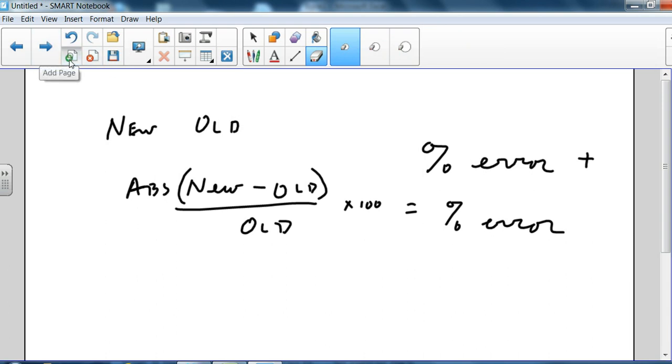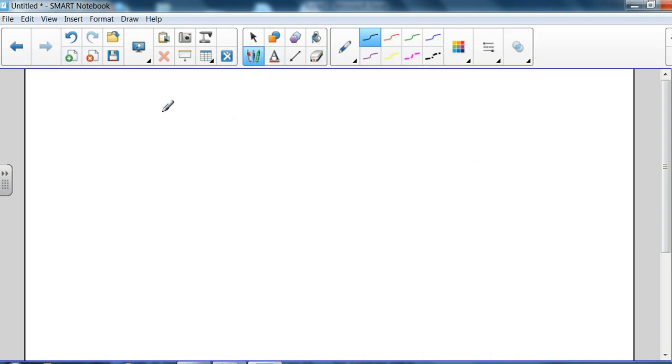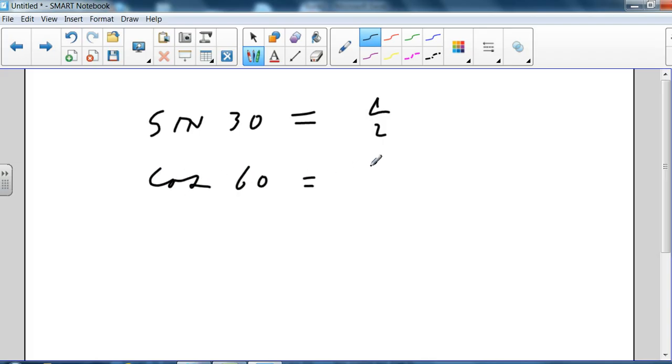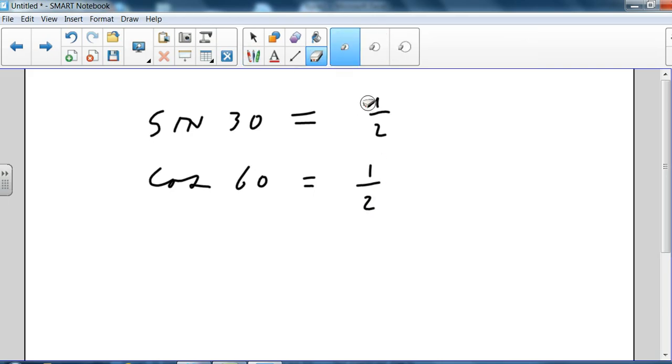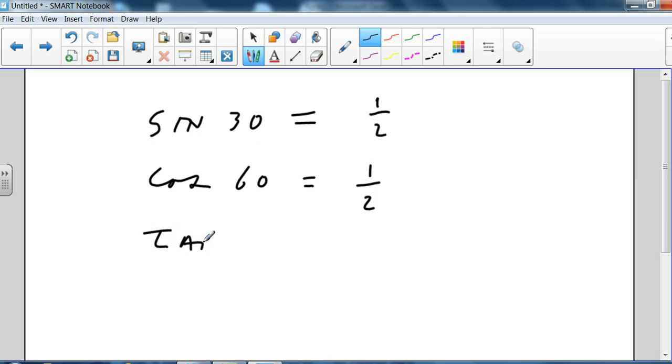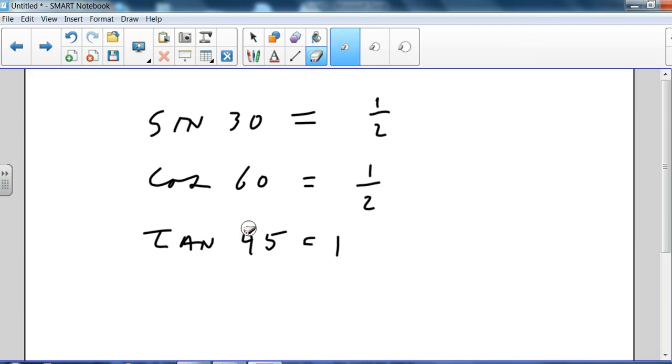Okay, so now the second issue is, how do we take the sine of something? So the sine of 30 degrees is a half, right? And the cosine of 60 degrees is a half. Okay, so we know that. And the tangent of 45 degrees is 1. And we know that too. Those are things that we should probably know.